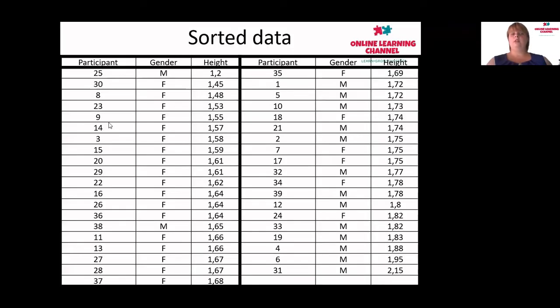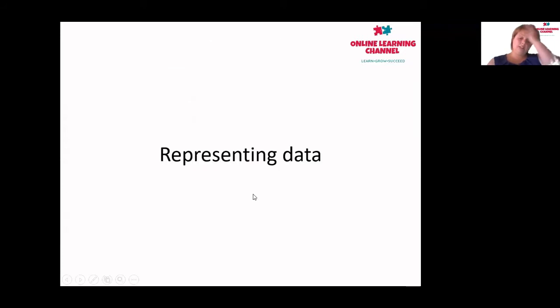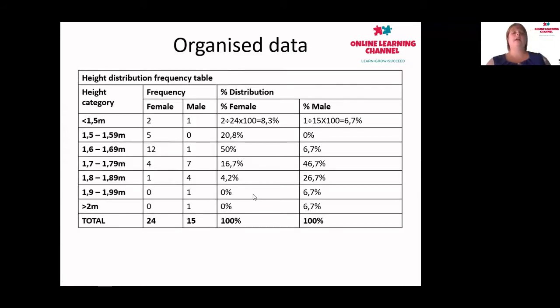In the first section, we got our data and we sorted our data according to height. The question I posed in the first video was, what is the height tendency of the male and the female population of that group? After that, I organized my data and put it in the table, as you can see here. In this category, less than 1.5 meter, there are 2 females and 1 male.